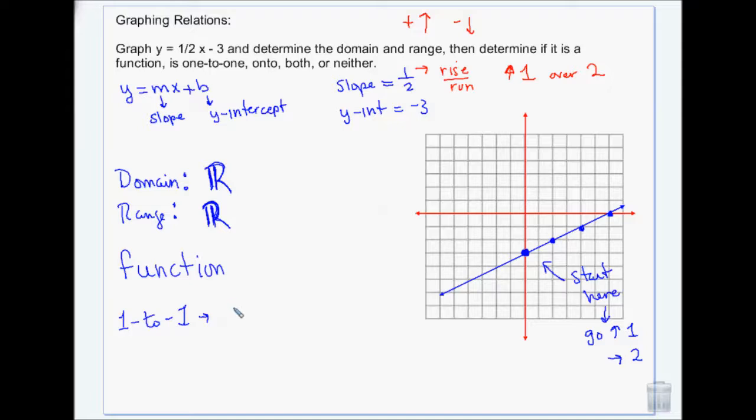It's one-to-one because every y comes from only one x, right? Each y is only being used once. And then it's onto, because it's infinity, it'll go from negative infinity to positive infinity, and all will get used eventually. So it's both.